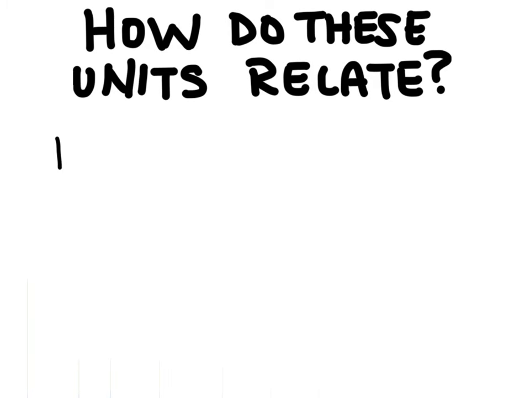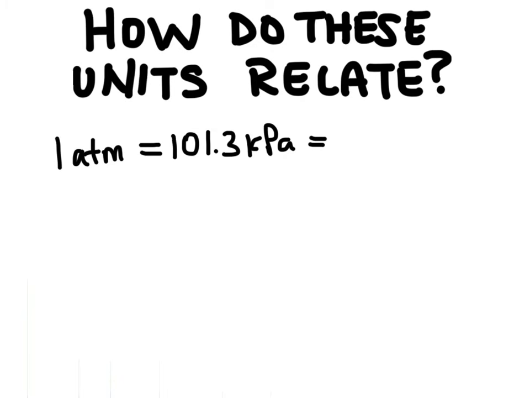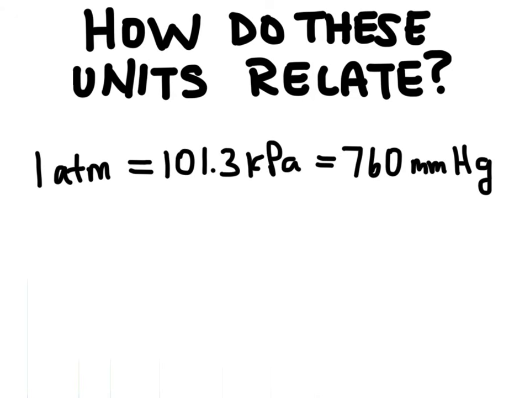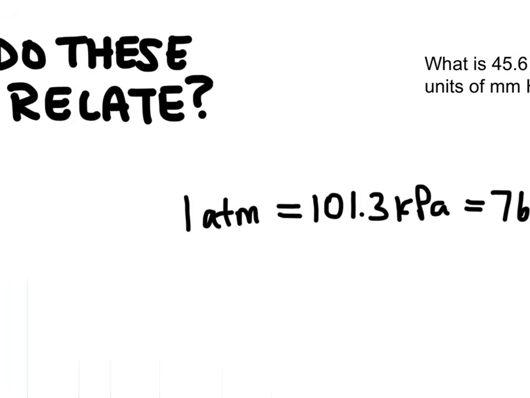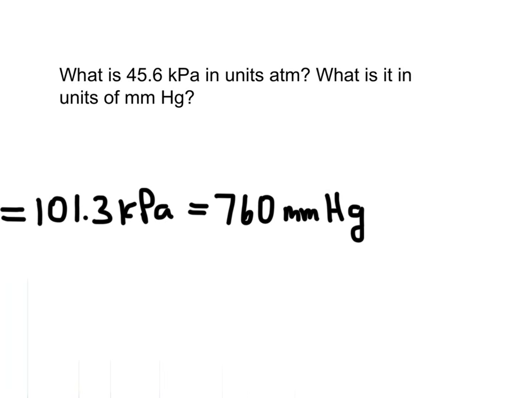Well, 1 atmosphere is going to be equal to 101.3 kilopascals, which is going to be equal to 760 millimeters of mercury. Now we can use this relationship right here as a conversion factor. We can create conversions to be able to solve problems. So let's take this over here and use this to solve this problem right here.